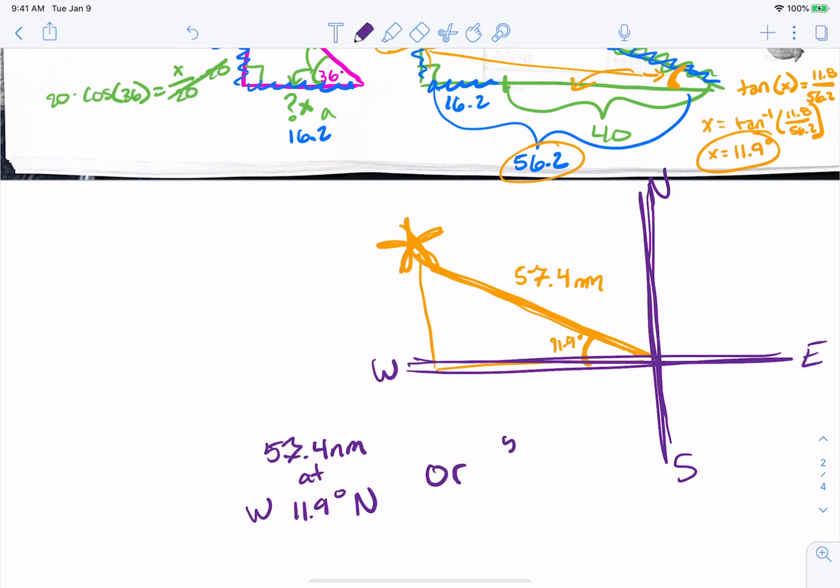Or you can say 57.4 nautical miles at this angle right here would be 78.1 degrees west of north. So it's west of the north direction versus north of the west direction. Either one is fine.